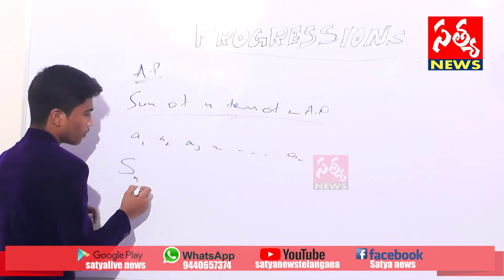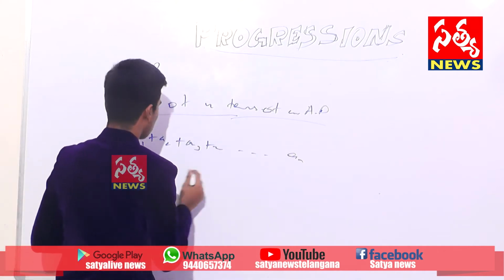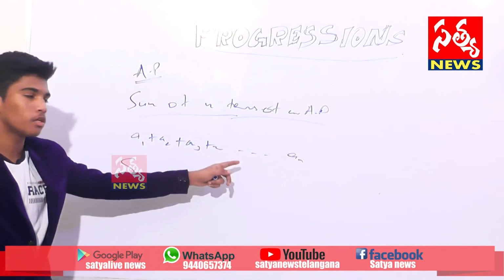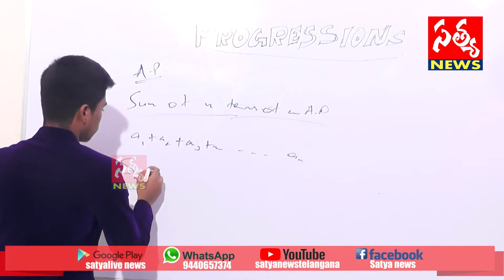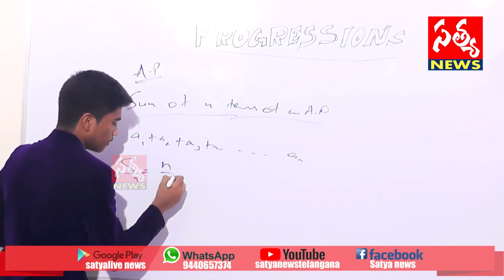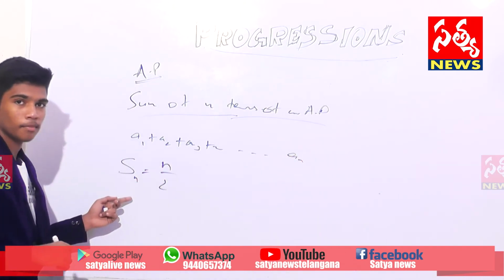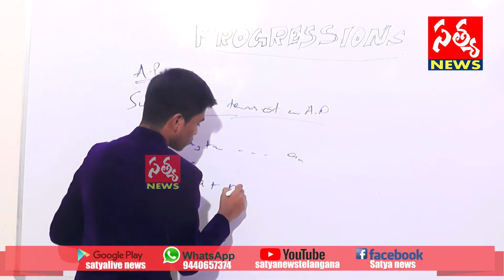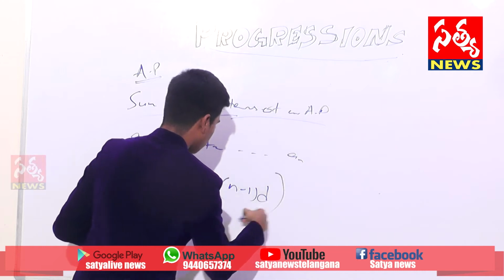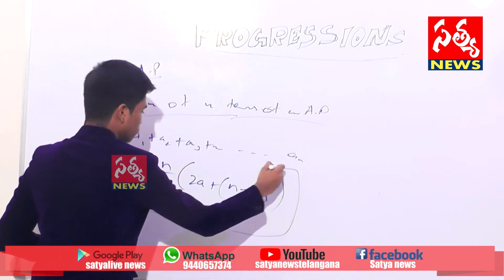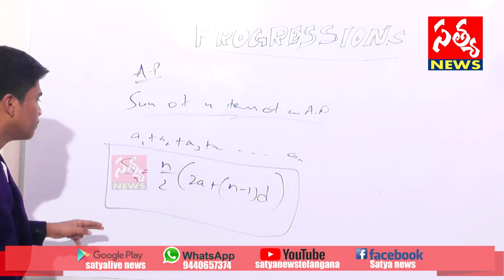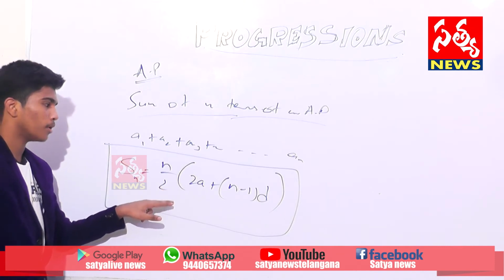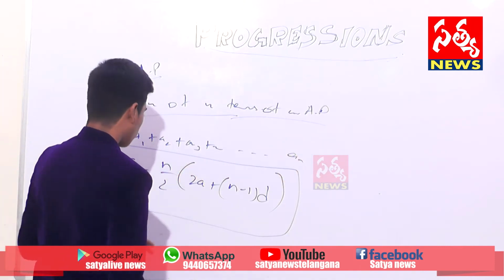Now, what is the sum of this? A1 plus A2 plus A3 plus so on An. There is the formula which is Sn, sum of the n terms of AP, equals n by 2 into 2A plus n minus 1 into D. This is a very important formula. Sn equals n by 2 into 2A plus n minus 1 into D.